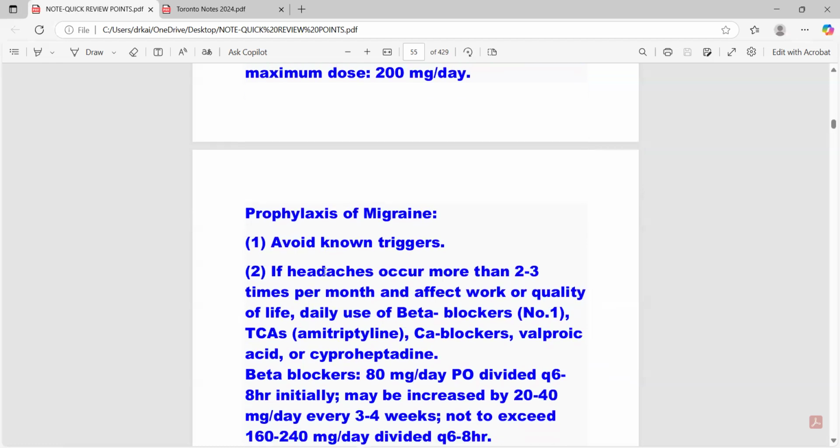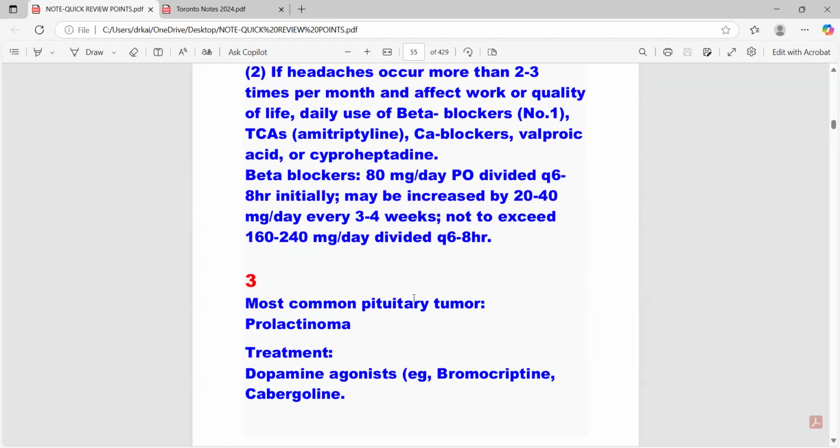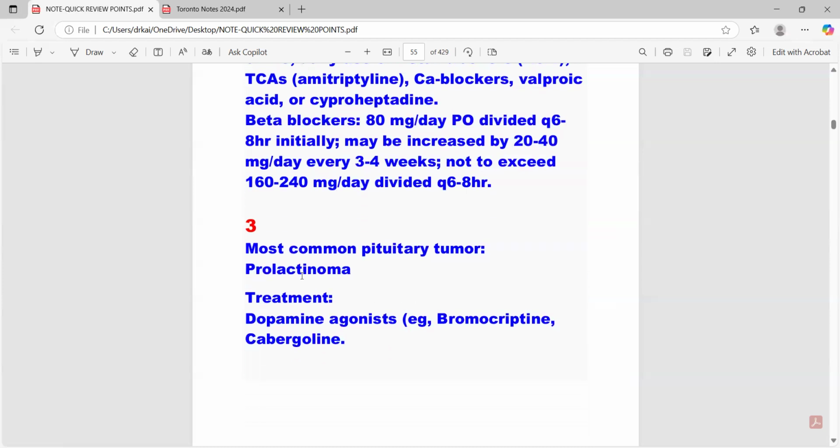Avoid the known triggers. If headaches occur more than 2 to 3 times per month or affect work or quality of life, use daily beta blockers, TCAs, calcium blockers, valproic acid, and then cyproheptadine. Usually in daily practice, the beta blocker is number one and is used for a prolonged period of time. The most common pituitary tumor is prolactinoma. Treatment is bromocriptine. Headache can present along with breast or nipple milk discharge, which can lead towards prolactinoma.